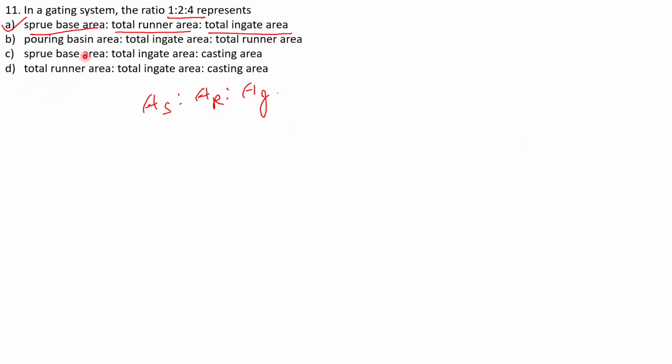And then coming to next question, in a gating system the ratio 1 raised to 2 raised to 4 represents. As we talked about, the gating ratio is defined according to the molten metal flow direction. So molten metal flow direction will be sprue base area to total runner area to total ingate area. So the gating system ratio is representing sprue base area to total runner area to total ingate area.